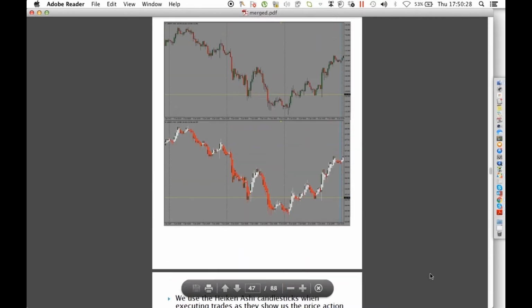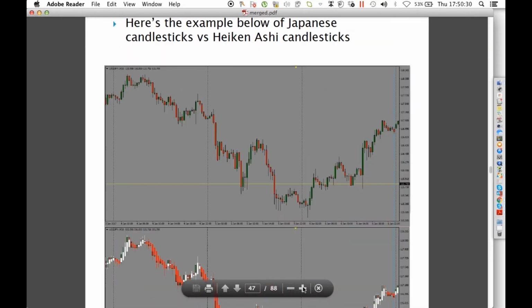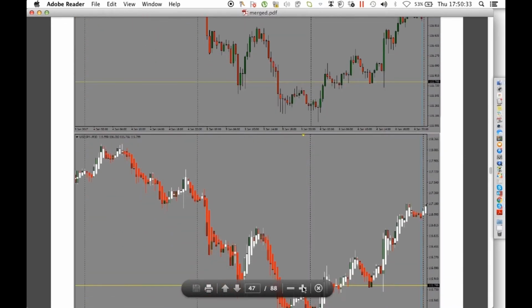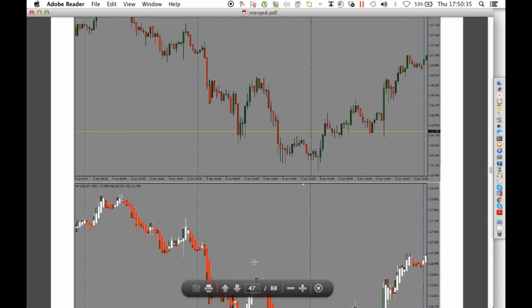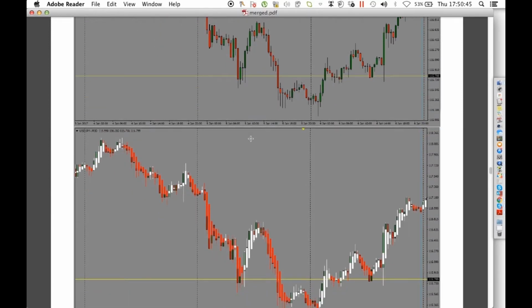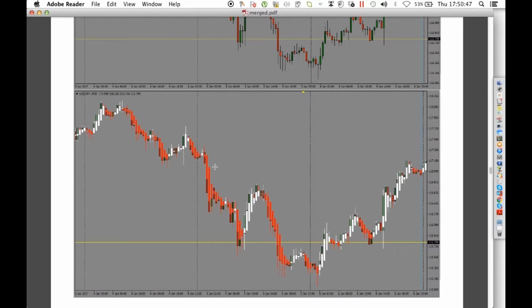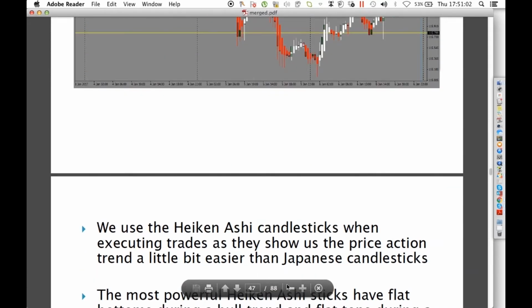And another thing to note, which isn't written down, is that Heikin-Ashi candlesticks don't open like other candlesticks where price closed here, price opens here, price closed here, price opens here. What Heikin-Ashi candlesticks do is they open at the middle of the previous candle. So you see, this is the previous candle, then they open in the middle. This is the previous candle, open at the middle, and so on and so forth.